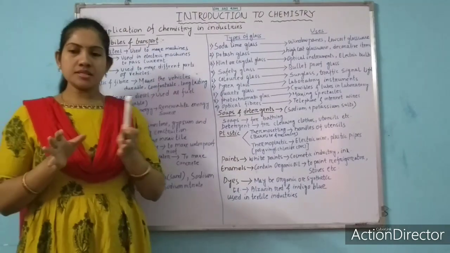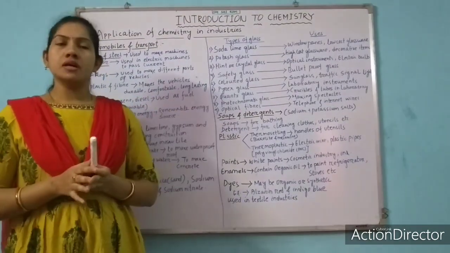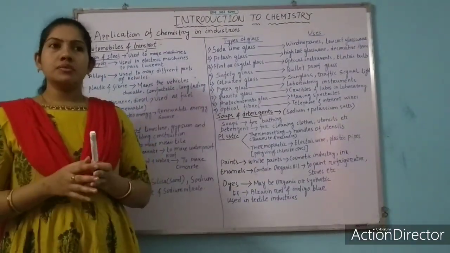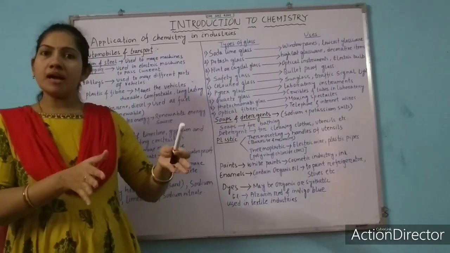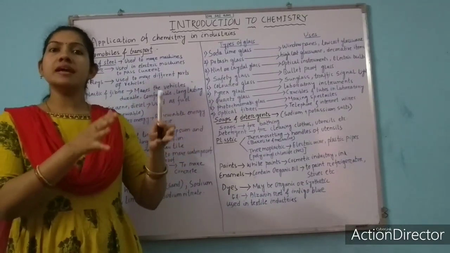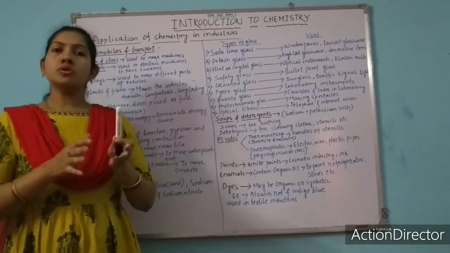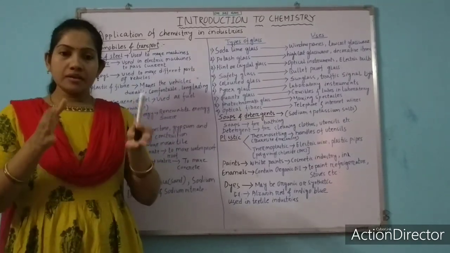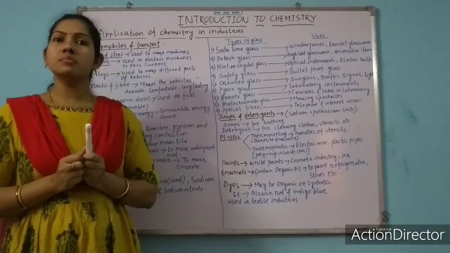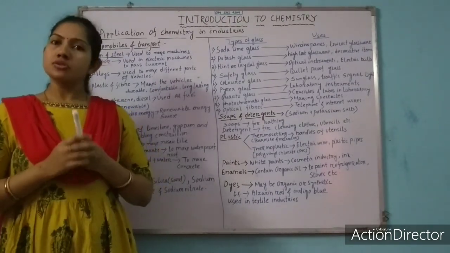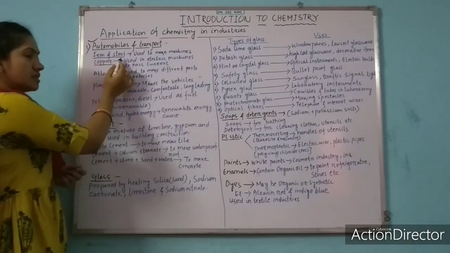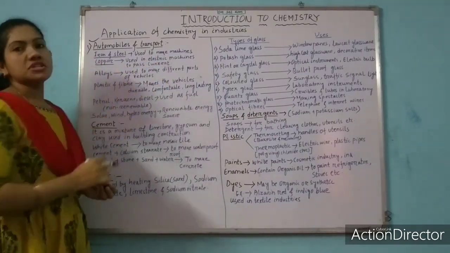If we can see any machinery part, suppose we take a vehicle, or any household machinery part, the machinery part is made up of iron and steel. So what for iron and steel? It gives strength to the machine. It gives it the power to work for more days. So iron and steel are used to make machines.